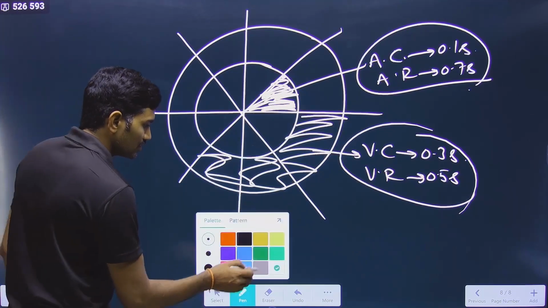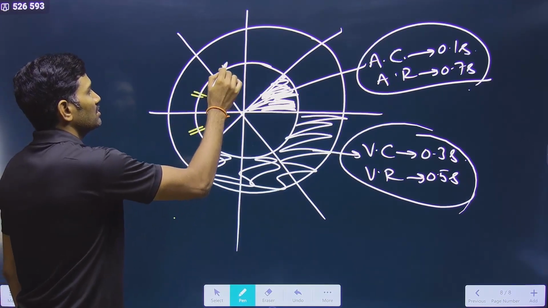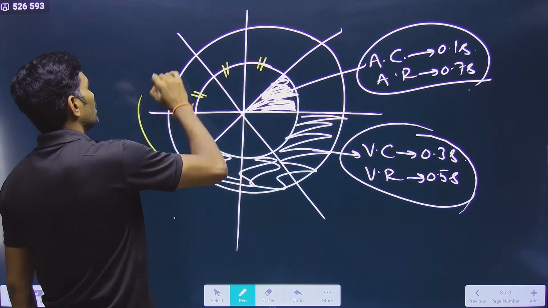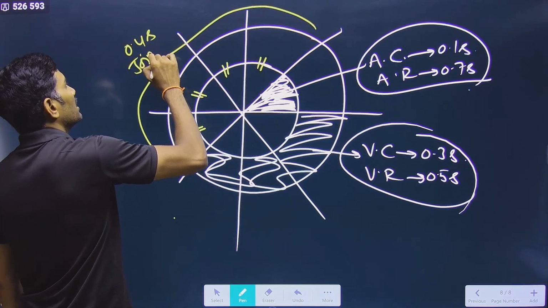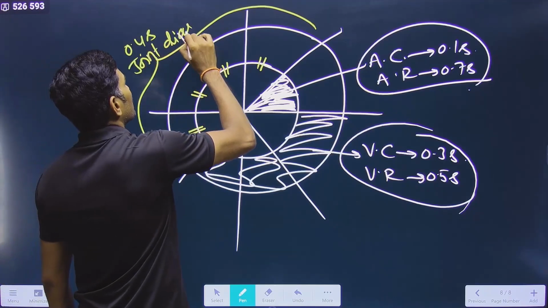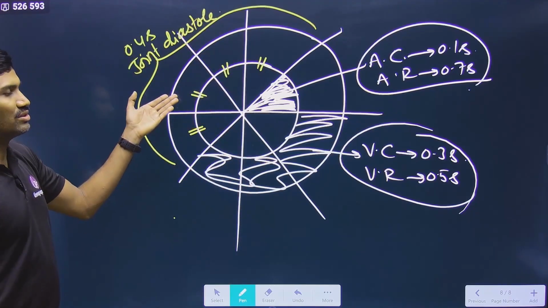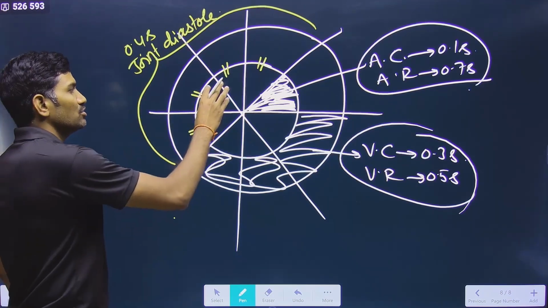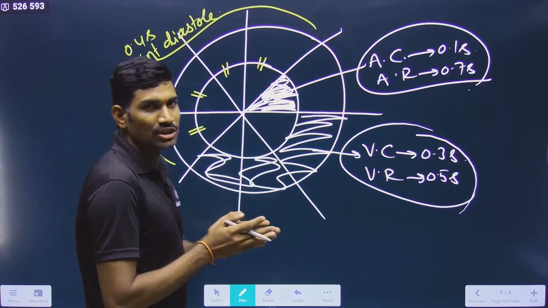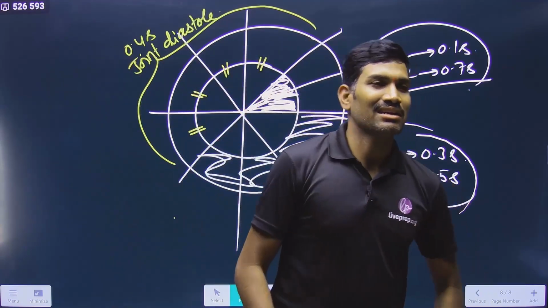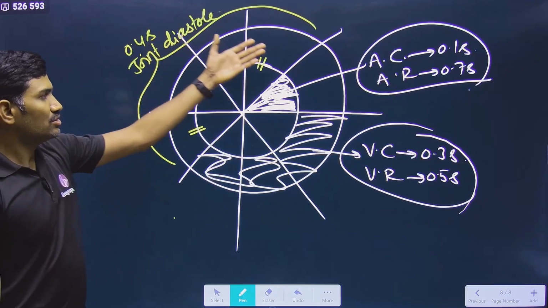But during this particular point, if you observe 0.1, 0.1, 0.1, 0.1, that means for this 0.4 seconds, both atria and ventricles are in diastole. Both of them are relaxed. This is also relaxed, this is also relaxed. That's why the time during which both atria and ventricles are in relaxed state is called joint diastole or common diastole.